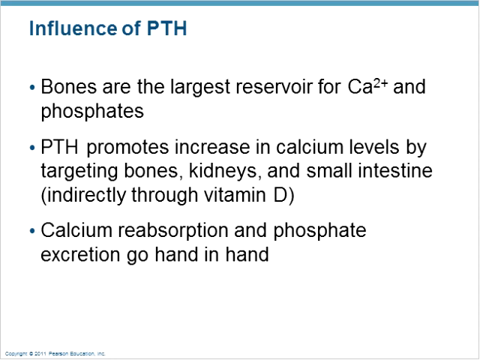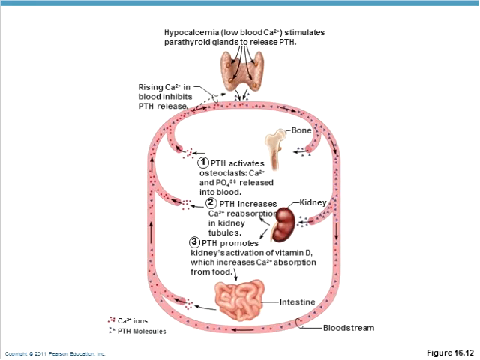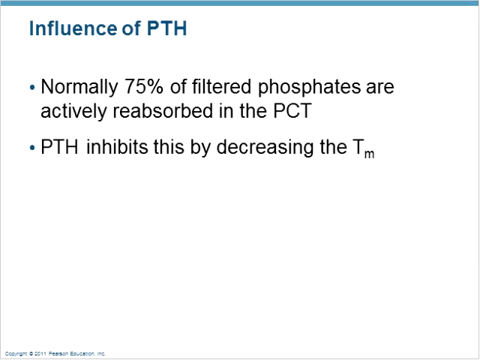PTH, the bones are the highest reservoir for calcium and phosphates. The PTH, parathyroid hormone, promotes an increase in calcium levels by targeting bones, kidneys, and small intestine, indirectly using vitamin D. The calcium reabsorption and phosphate excretion kind of go hand in hand. So we reabsorb the calcium out of the bones into the bloodstream, and the phosphate is then excreted through the urine. And this takes you through that process, and this is just a review, if you will, of what we've seen before.